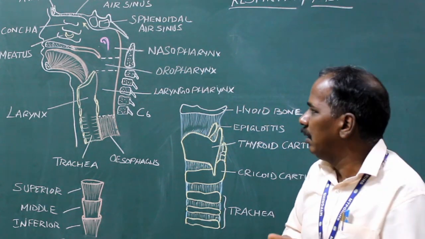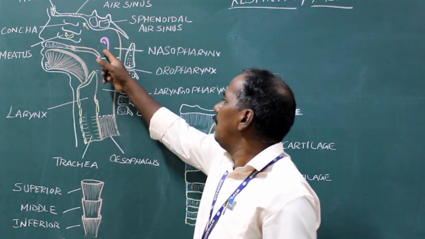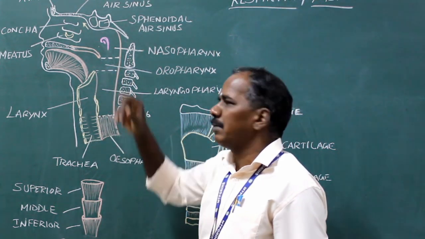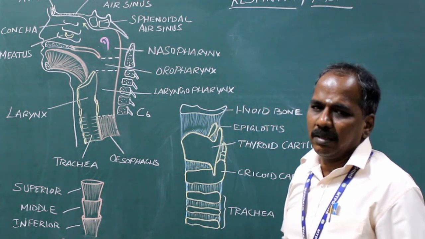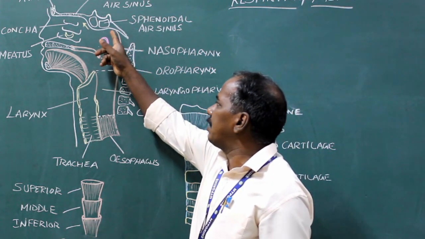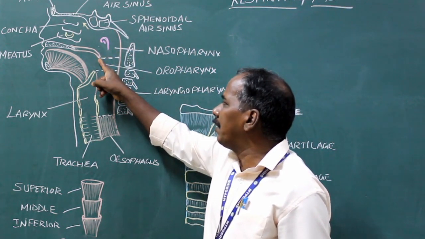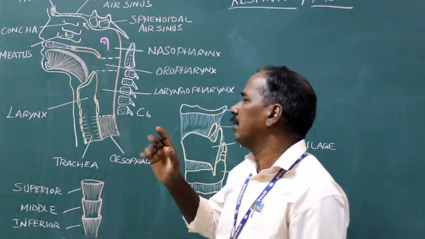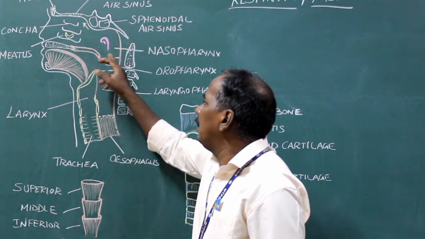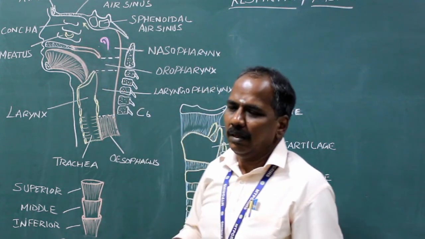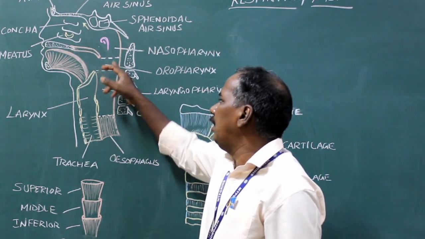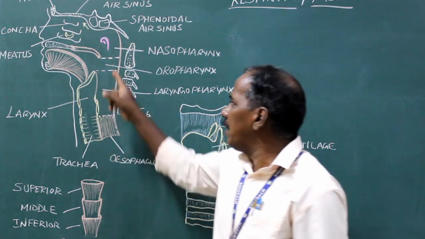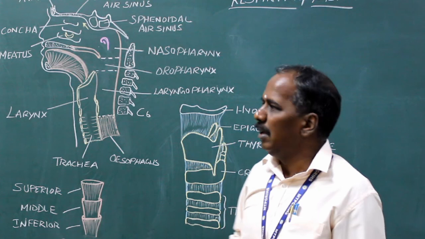Subdivisions of pharynx. The pharynx is divided into nasopharynx, oropharynx, and laryngopharynx. Nasopharynx. It extends from the base of the skull to the lower border of the soft palate. Anteriorly, it communicates with the nasal cavity. Inferiorly, it communicates with the oropharynx through the pharyngeal isthmus. This gap is known as pharyngeal isthmus.